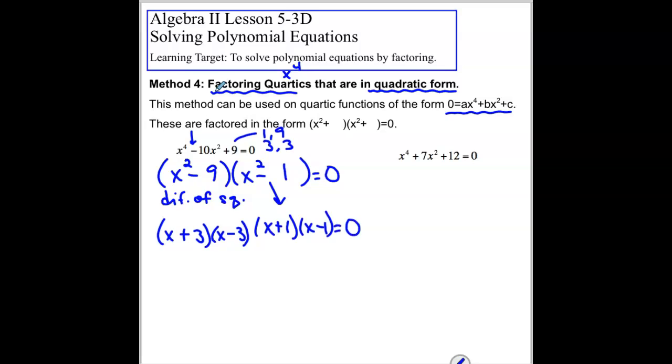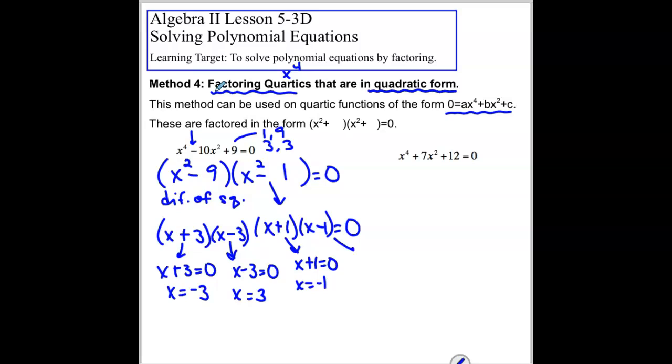And now we can set each of those equal to 0. So x plus 3 equals 0 means x would have to be -3. x minus 3 could be the 0, then x would have to be +3. Here x plus 1 could be 0, so x would be -1. And here, x minus 1 could be 0, so x would be +1.